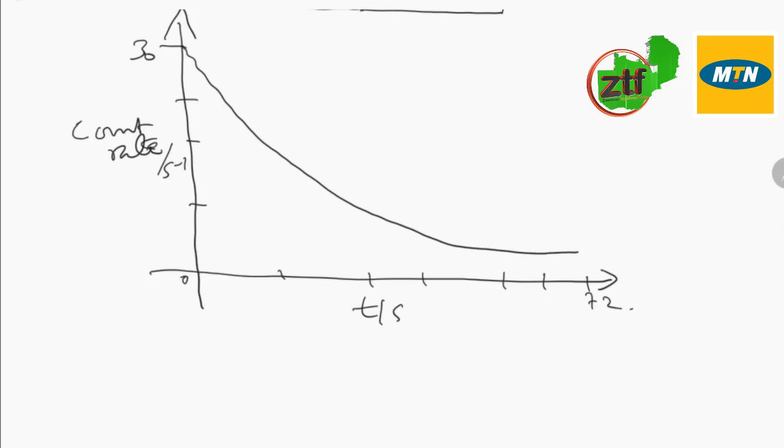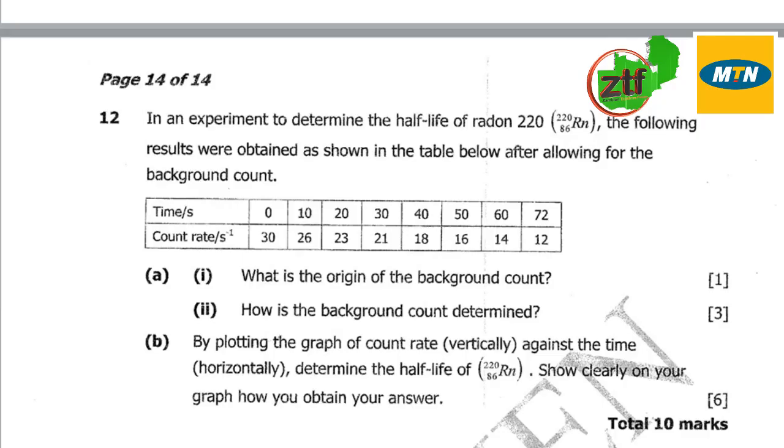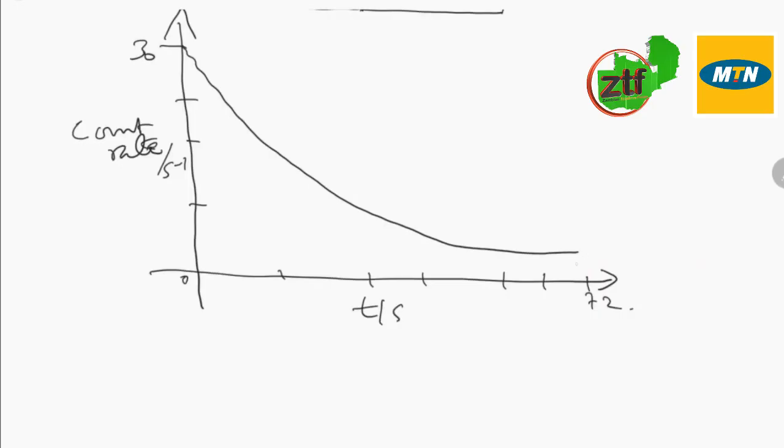Take note that after you have plotted these figures in the table on question 12, you are likely to get this particular graph, and it should never touch the x-axis. Never. That is point number 1. Then number 2, as you work out the half-life from here, you must check out for half of 30. Come here and check on half of 30, which will be 15, and then you follow this graph up to there, come down with it, and take note of this time.